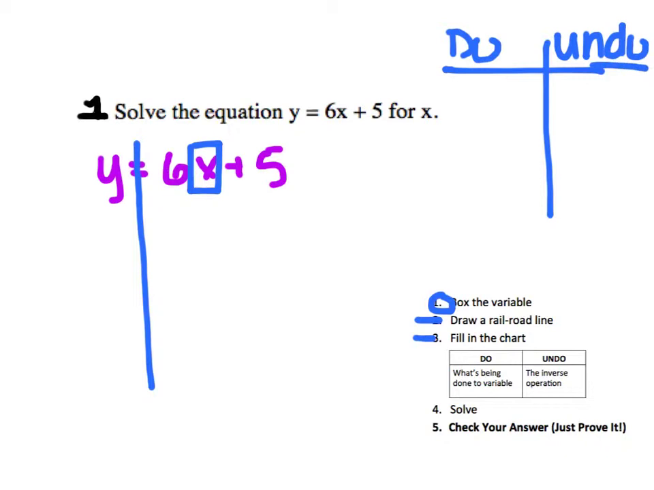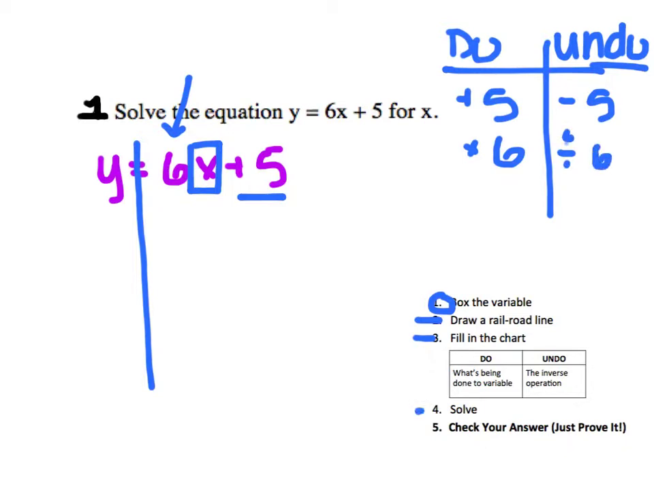So the first thing, what's being done is this plus 5. And to undo it, I'm going to subtract 5. The other thing that's being done is a multiplication by 6. To undo it, I'm going to divide by 6.